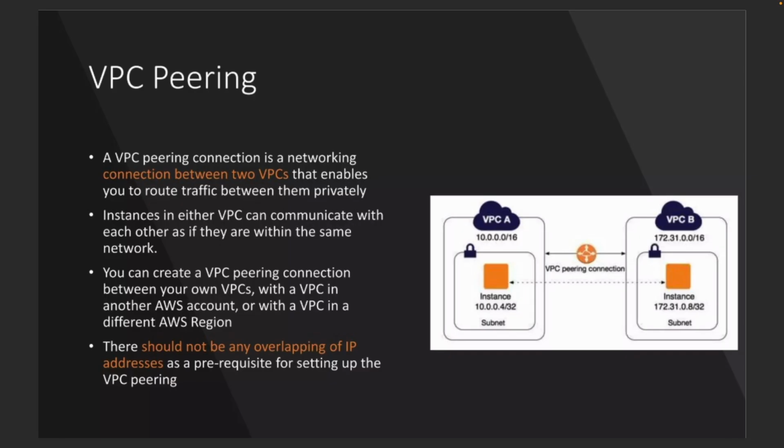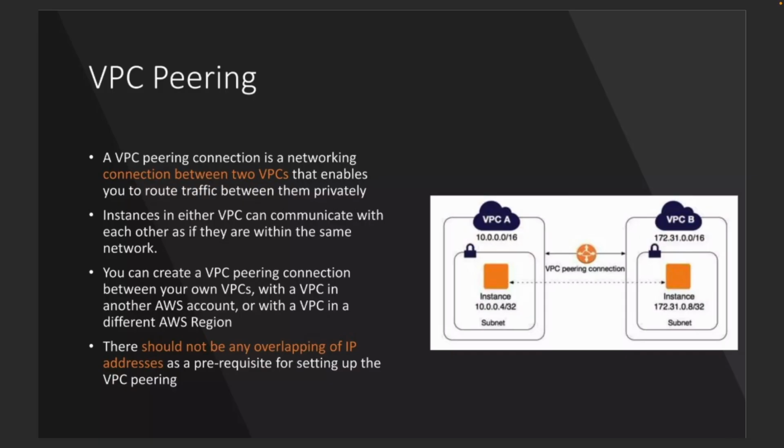Next, we have a very important concept: VPC peering. A VPC peering connection is a networking connection between two VPCs that enables you to route traffic between them privately. This is like a building with a private bridge that connects both. Instances in either VPC can communicate with each other as if they are within the same network. There is no routing through the public internet, and everything stays on the backbone of AWS's network.